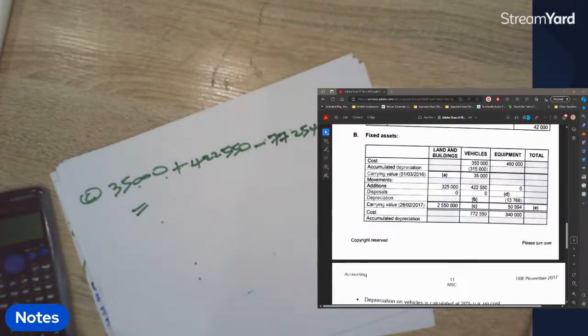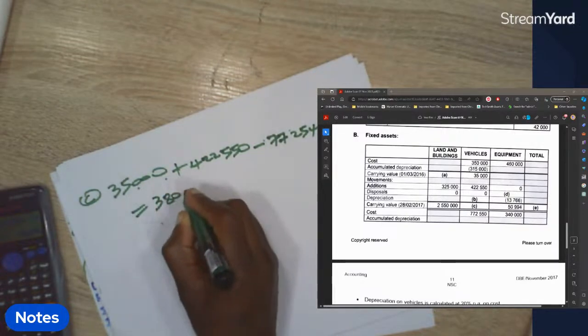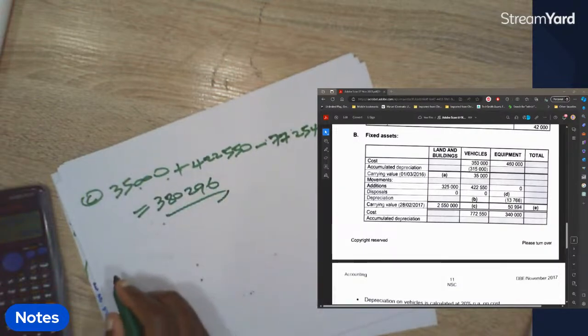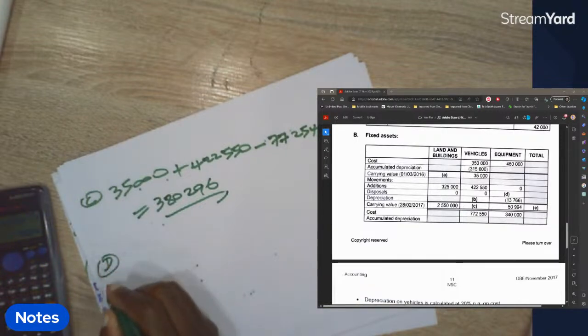35,000 plus 422,550 minus 77,254. So we get 380,296, right? I don't know whether maybe the time allows, we can calculate D and E. Okay, let's go to D and E quickly because we still have a few minutes.